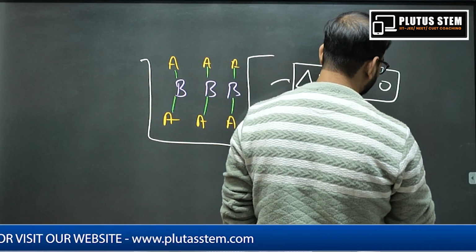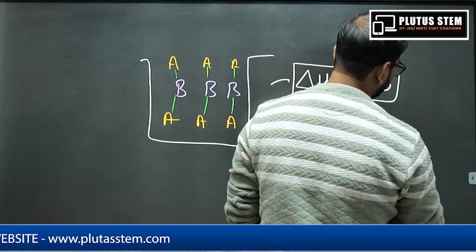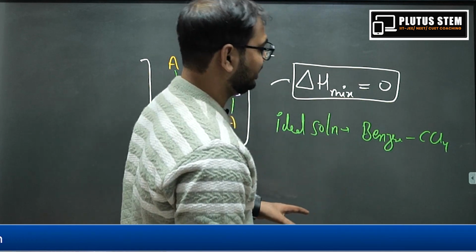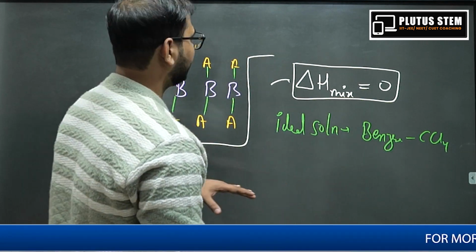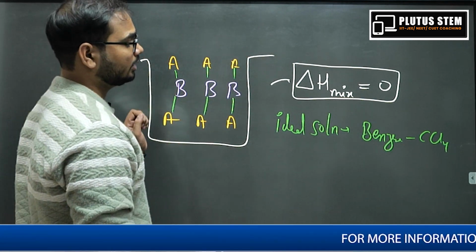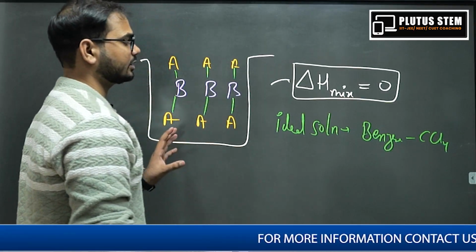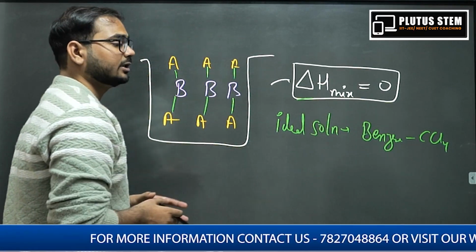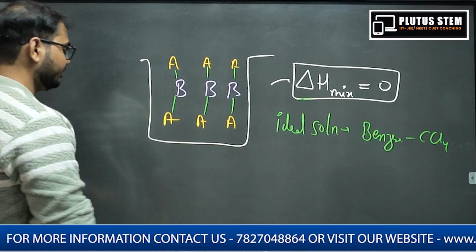For example, benzene plus CCl4. Both are non-polar in nature, so when they are dissolved together there is no bond formation or bond breaking in this solution, so there will be no enthalpy change and hence this will be an ideal solution.